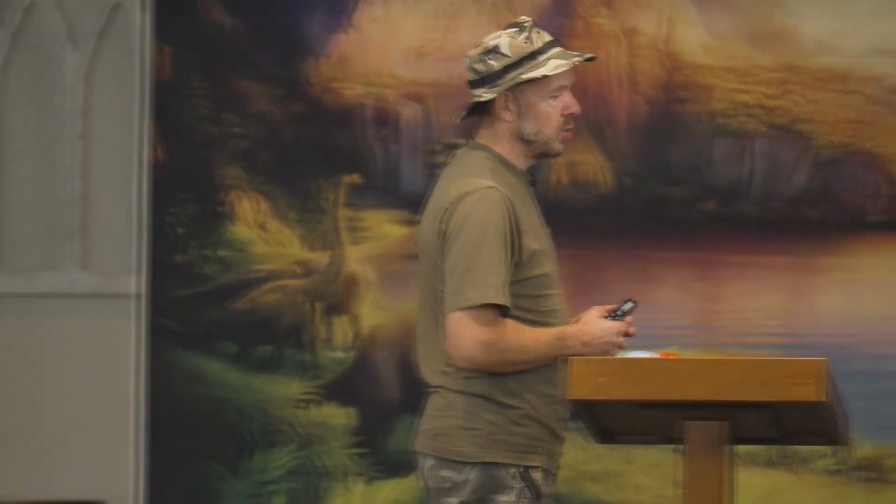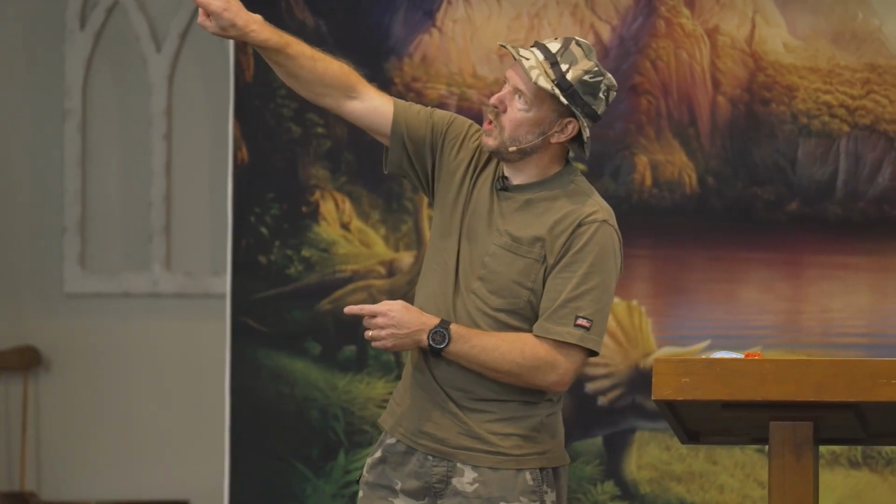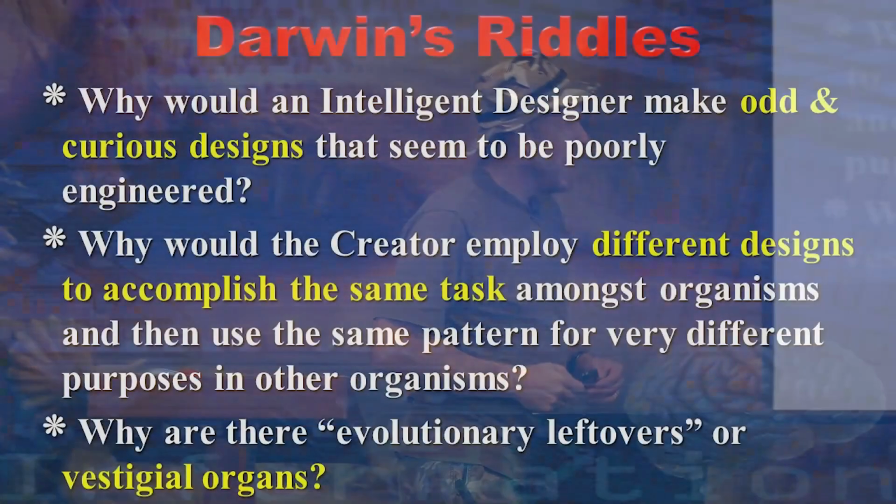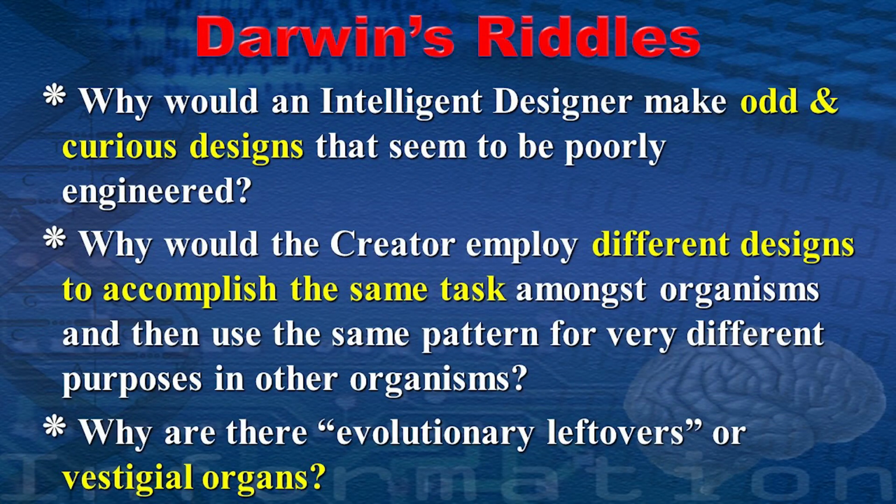And Stephen Jay Gould's book is entitled The Panda's Thumb. Because, you see, the panda has a thumb that's different from ours. His thumb is more like these two fingers where you can squeeze them together, which works perfectly well for stripping the bamboo, but it doesn't have an opposable thumb for grasping. So this is a bad thumb, right? Why couldn't a creator make a better thumb than that? And then why are there evolutionary leftovers or vestigial organs?